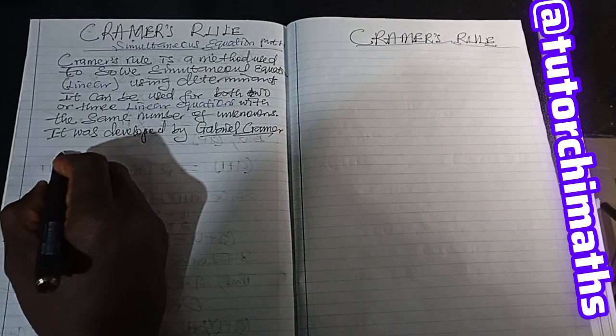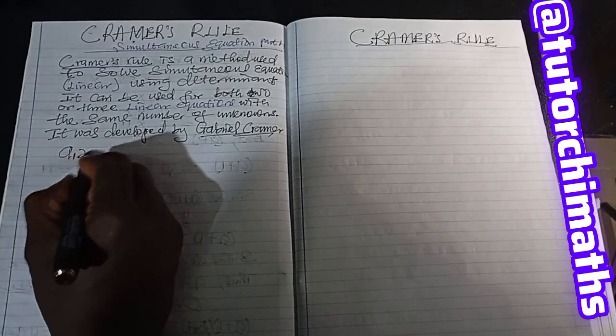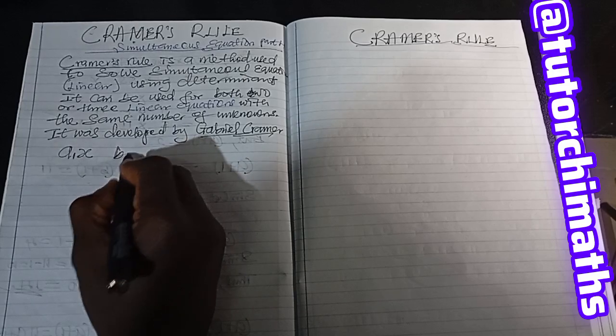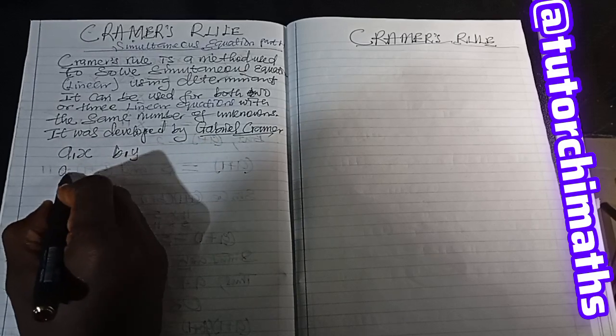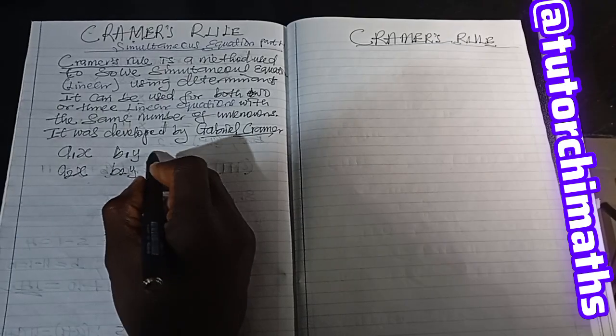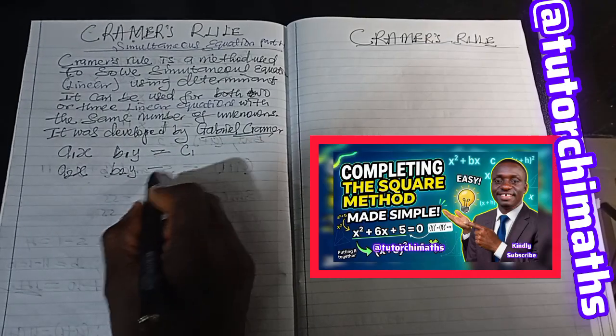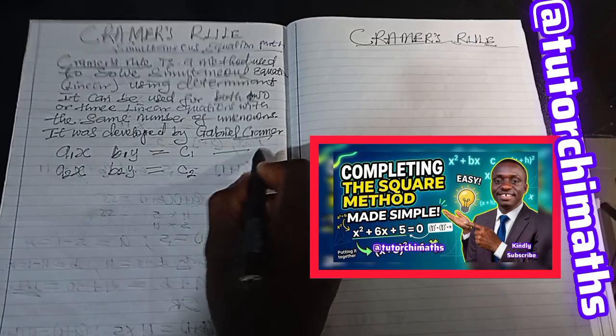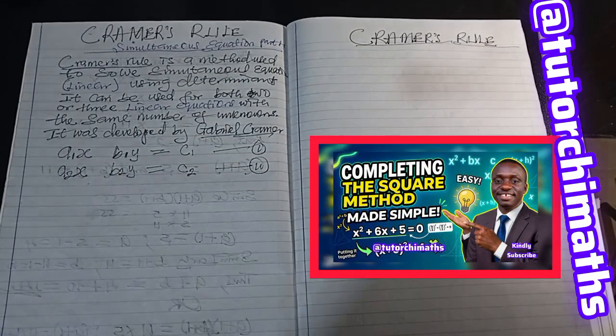Now, assuming you have a1x, b1y, a2x, b2y. This is equals to c1. This is equals to c2. Let's call here equation 1. Let's call here equation 2.